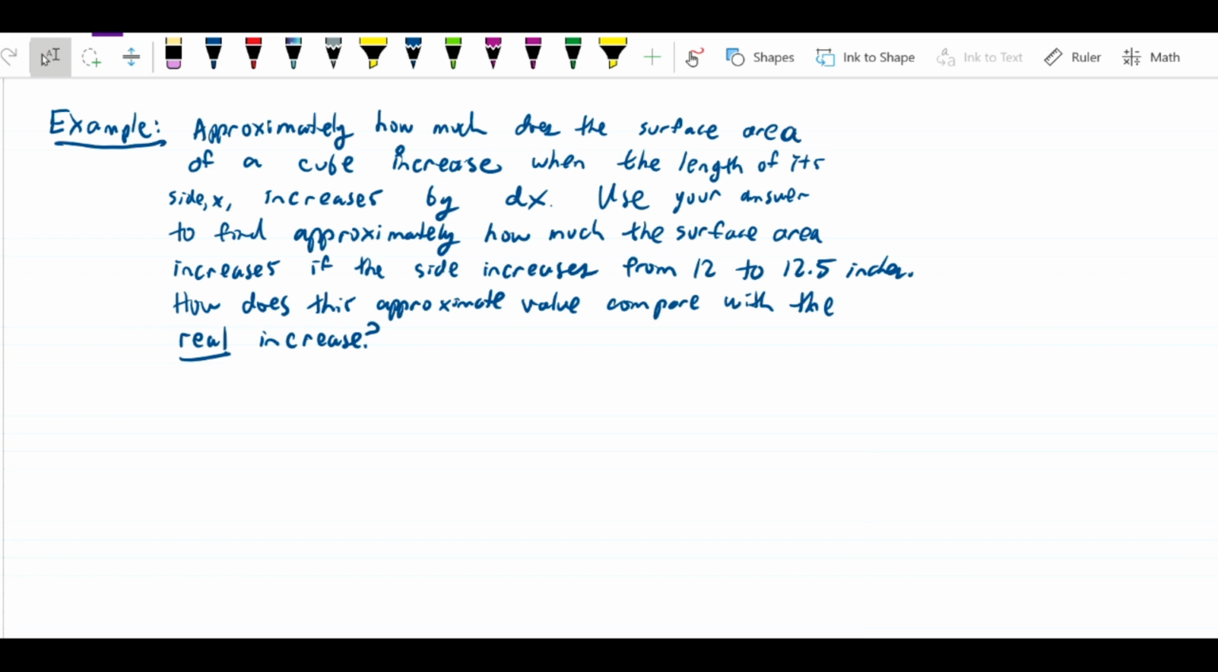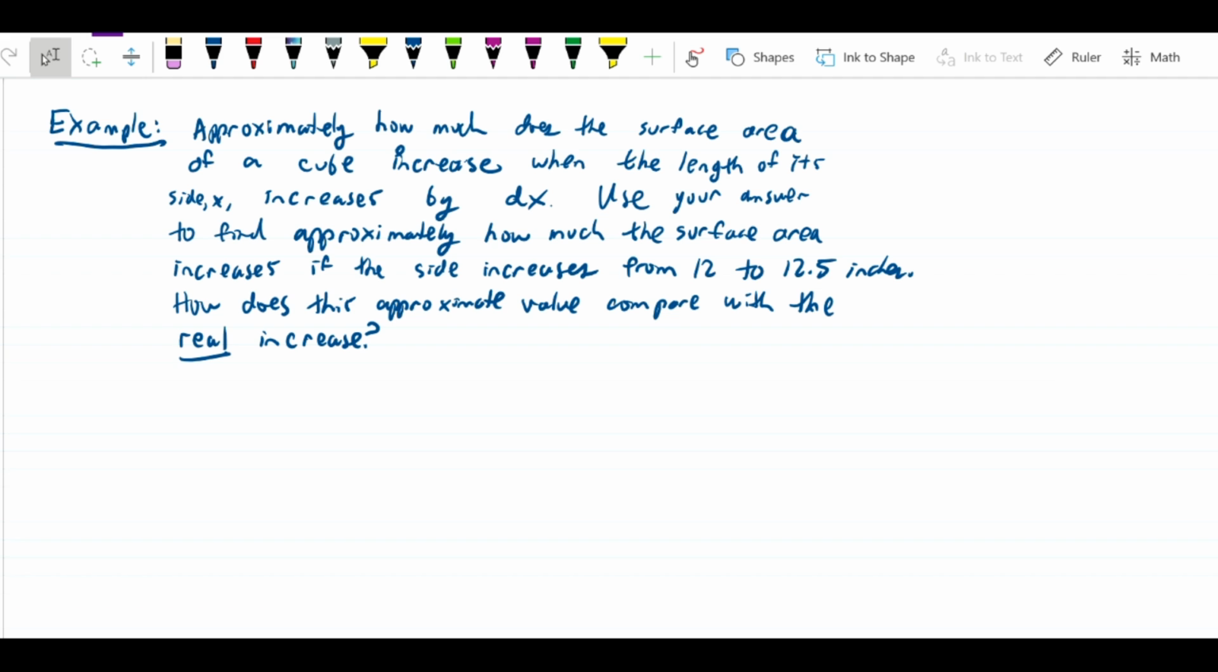So here's another problem that's actually fairly similar to one of the homework problems. I think in the homework we do this with circles and spheres, but let's do this with a cube. So let's ask, how much does the surface area of a cube increase when the length of its side increases by an amount dx? Then let's use the answer to that to find how much the surface area increases if the side increases from 12 to 12.5 inches. And let's see how that compares with the real increase.